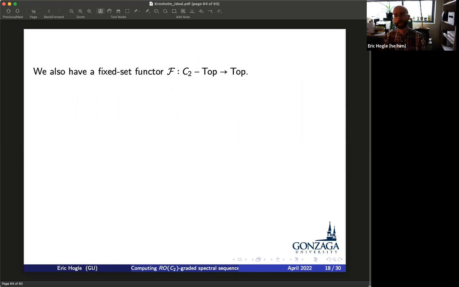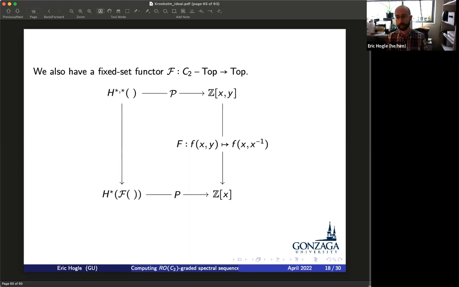There's also a fixed set functor. So if you give me a topological space with a group action, I can look at the points that don't move. That's going to make a subspace which has no action. And so this is another functor from equivariant spaces to non-equivariant spaces. And again, this plays nicely with these two different kinds of Poincare polynomials. To get the p minus q, this fixed set dimension we saw before, you have to simply divide by your q direction. So you evaluate your polynomial at x and x inverse.